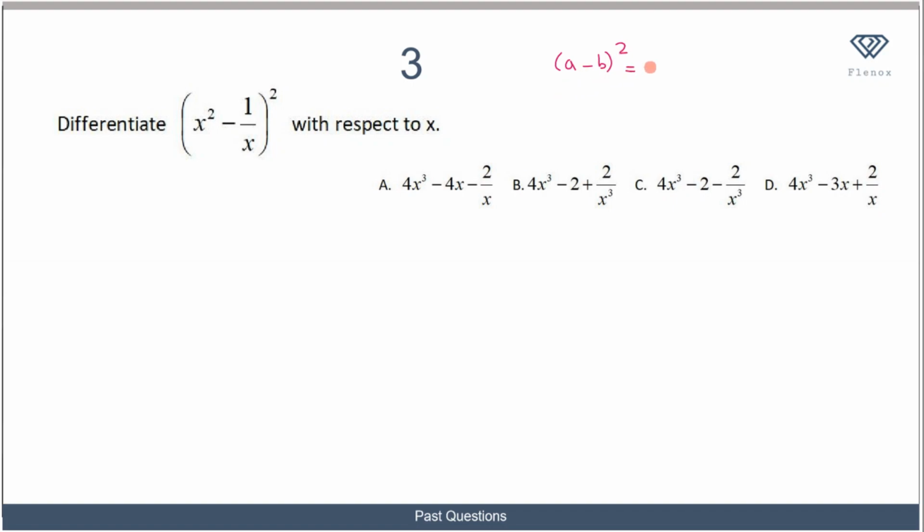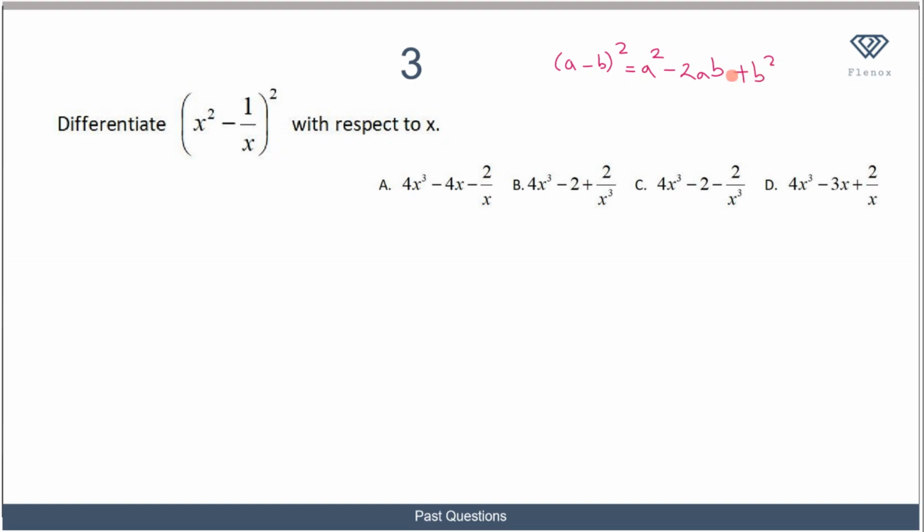So this is the same as having x squared, then minus, then you multiply this by this. So 2 times a times minus b gives us minus 2ab. Then you square the last term. So minus b squared gives you what?